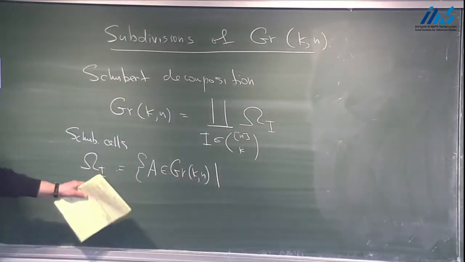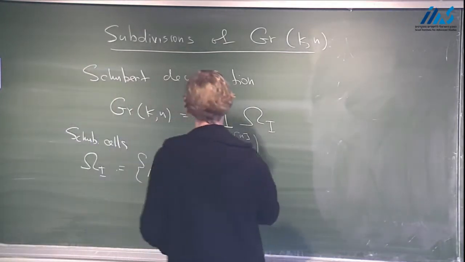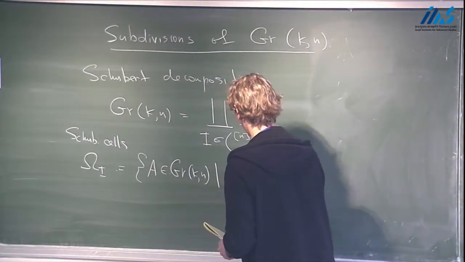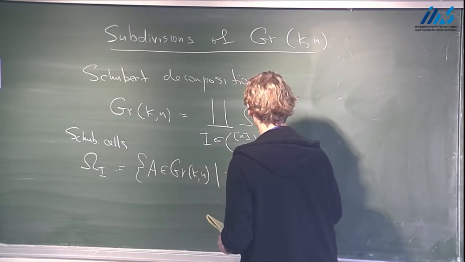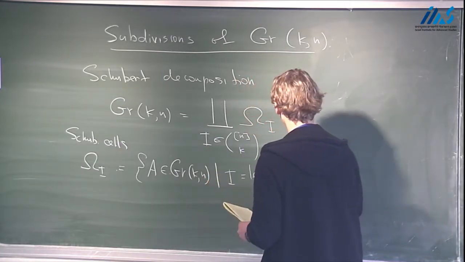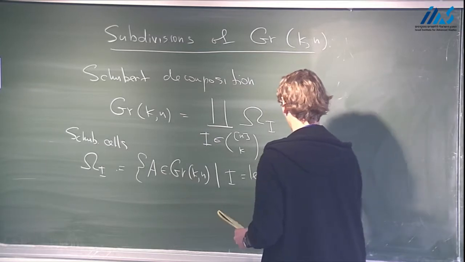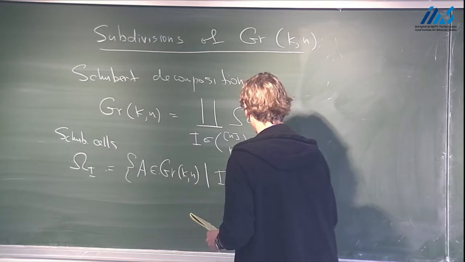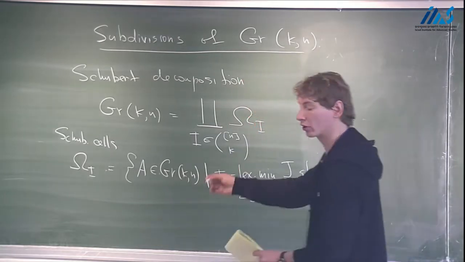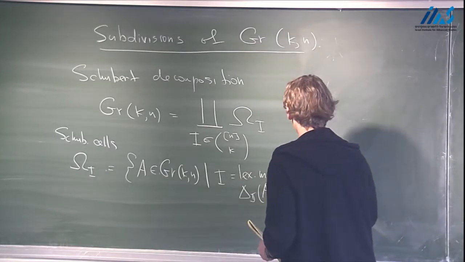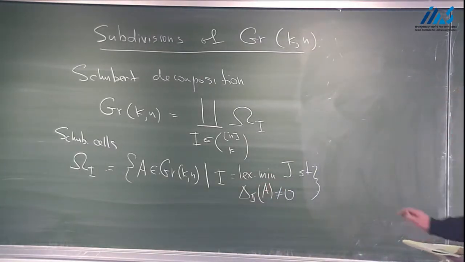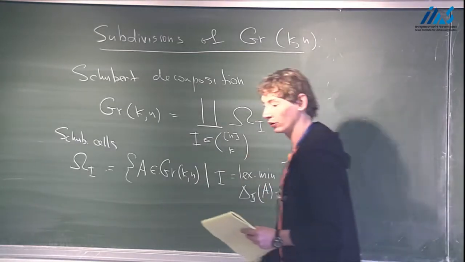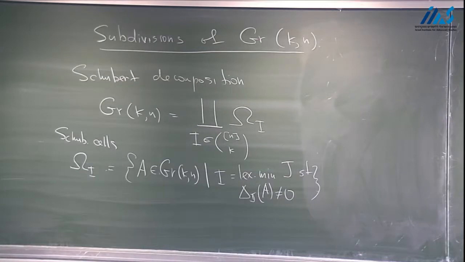such that I, this index capital I, is the lexicographically minimal base of the matroid. So I is equal to the lex min subset J such that the Plucker coordinate is not 0. So you look at all non-zero Plucker coordinates. These are exactly all bases of the corresponding matroid, and you just want to fix the smallest one. Okay, that's not the usual way the Schubert cells are defined, but it's not hard to show that it's equivalent to the classical definition.